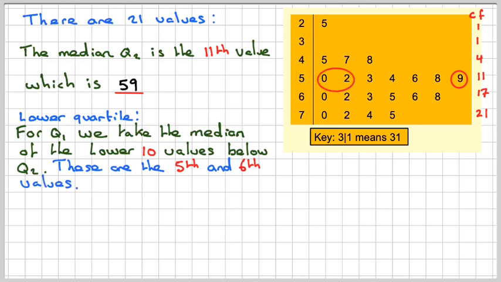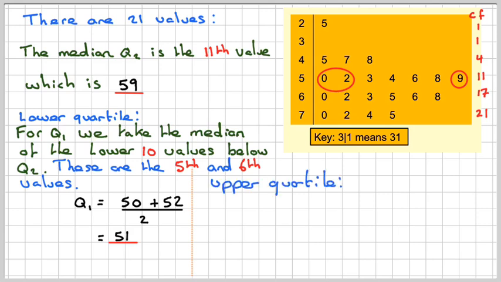Notice there's 4 here and 4 above. Okay, so that's going to be Q1: 50 plus 52 divided by 2. So we take the average of those two, which is 51. And then we will do the upper quartile.